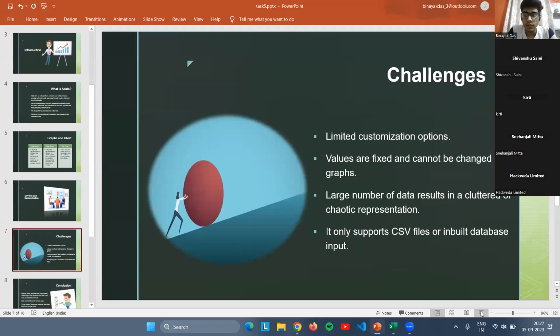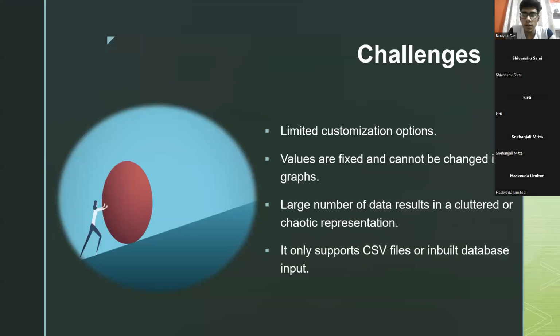So the challenges which I faced during the creation of this web page were, Adalo provides us with limited customization options. We cannot enhance the chart more accurately or more efficiently. Values are fixed and cannot be changed in the graph. For example, on the y-axis and the x-axis, the values which are given are fixed. We cannot implement our own values, or we cannot change those values.